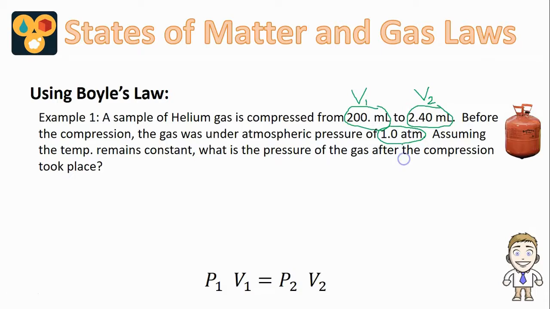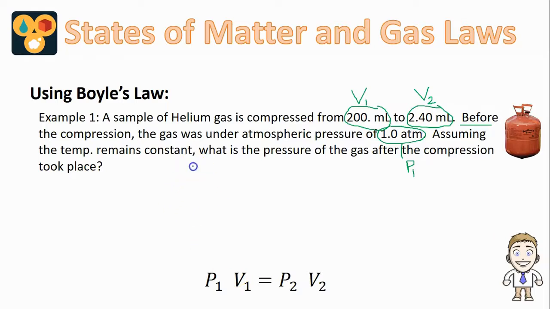This 1 atmosphere value is definitely a pressure because it's in ATMs. I'm not sure if it's a P1 or a P2, so let's go back and reread the sentence. It says, before the compression, the gas was under atmospheric pressure. So before is telling me that's an initial pressure, so I can label that as a P1. Now that everything is labeled, I can take these numbers and start plugging them into my Boyle's law equation.